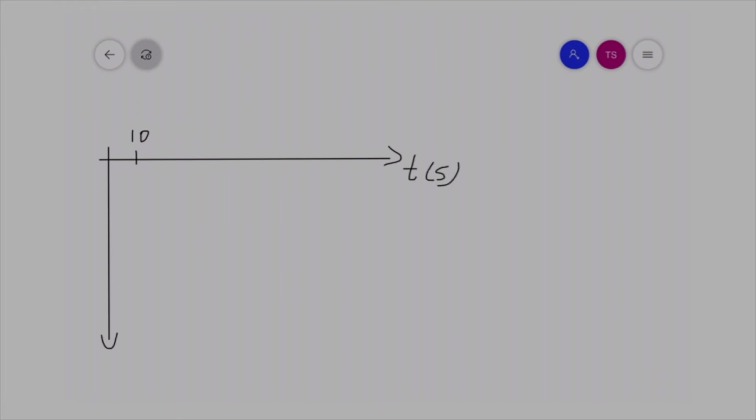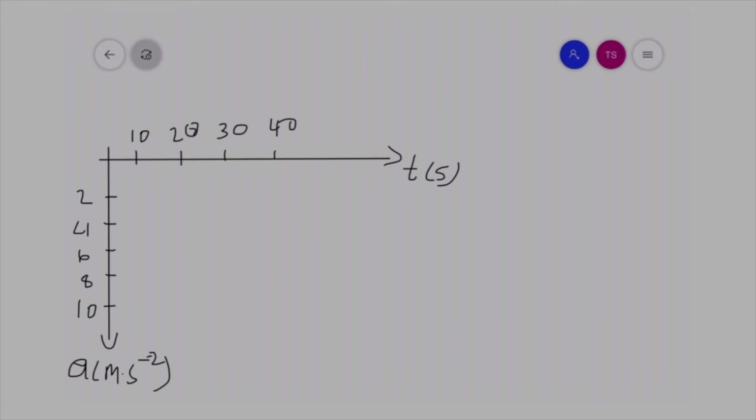This is time, this is my acceleration in meters per second squared, and then we will have 10, 20, 30, and then 40, and then here we will have, let's say 2, 4, 6, 8, 10, right?